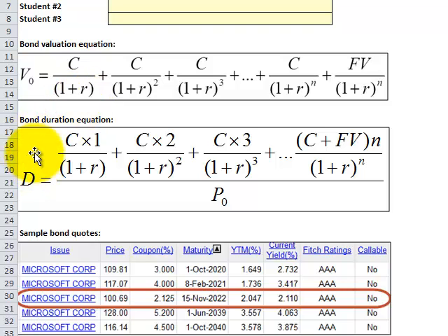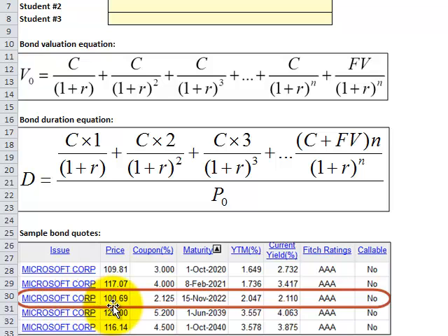The second equation we have here is our bond duration equation. We'll be looking at how to use that bond duration equation and applying it to some sample bonds. Down at the bottom here we have some sample bond quotes. We're going to focus on the one circled in red here. This is a Microsoft Corporation bond.